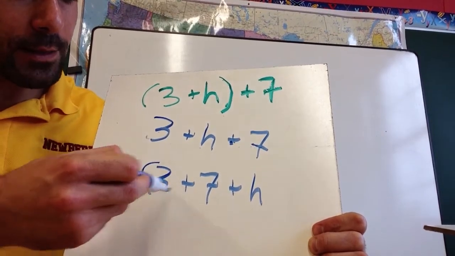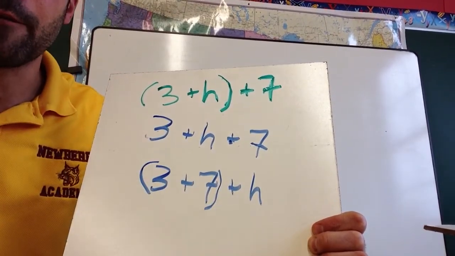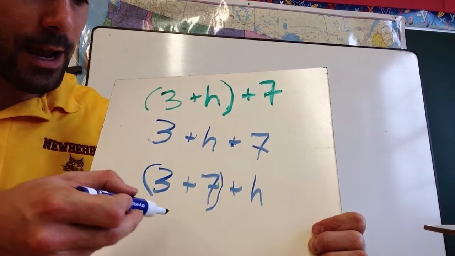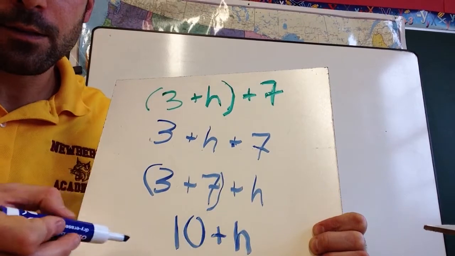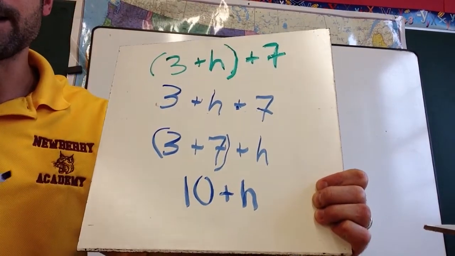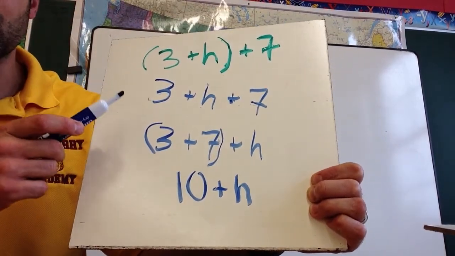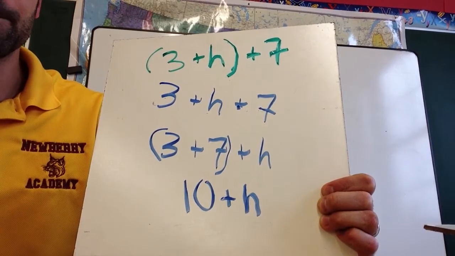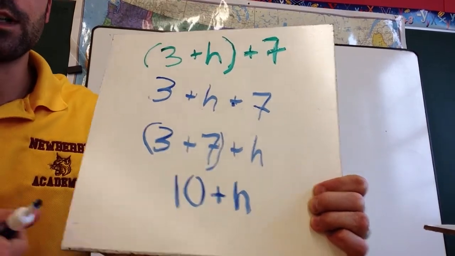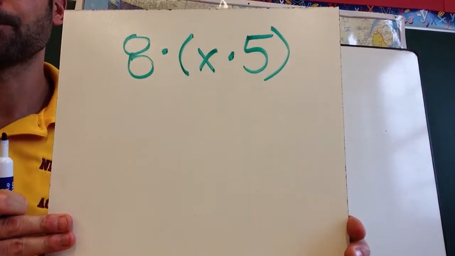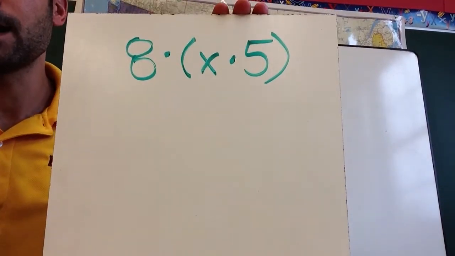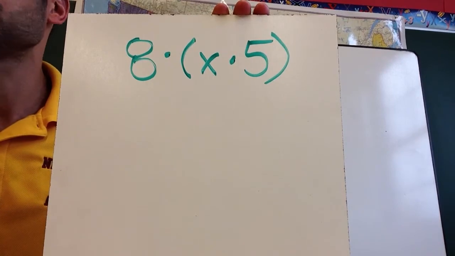And then I can put parentheses around the 3 and the 7 to solve them first, which is the associative property, and this becomes 10 plus h. In order to simplify this, I would need to use both the associative and the commutative property. Now this was using addition. You try one using multiplication. Please pause the video at this time to practice this problem.